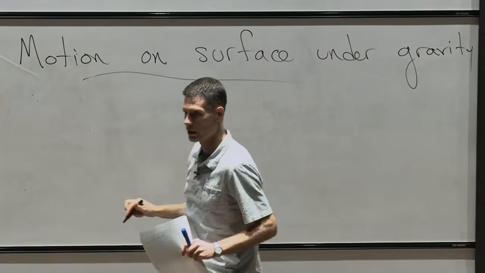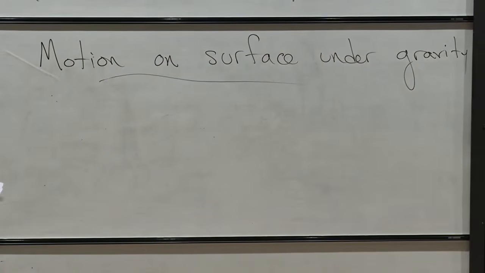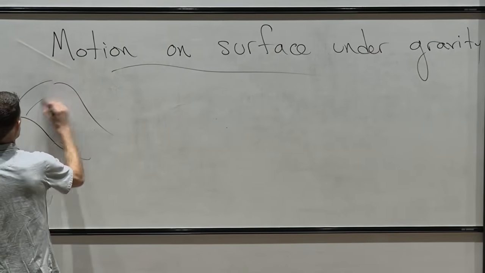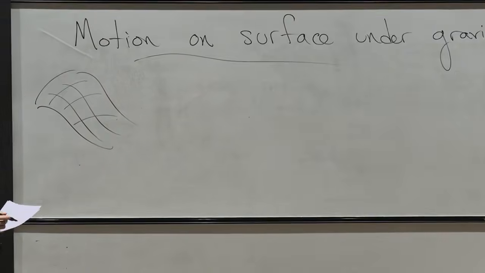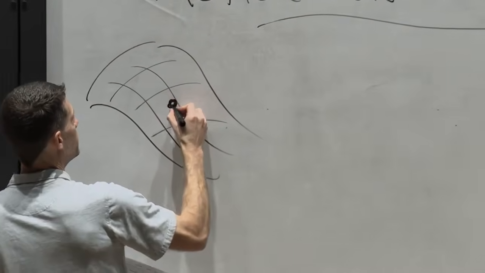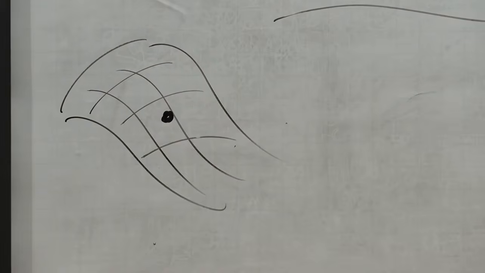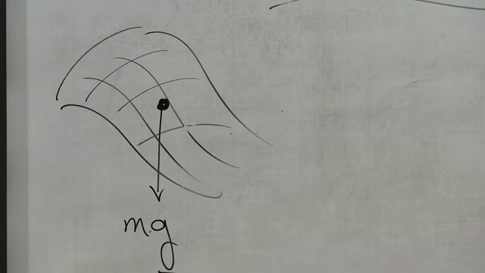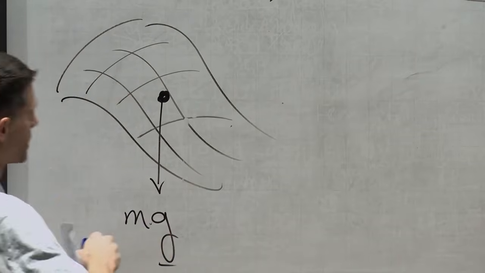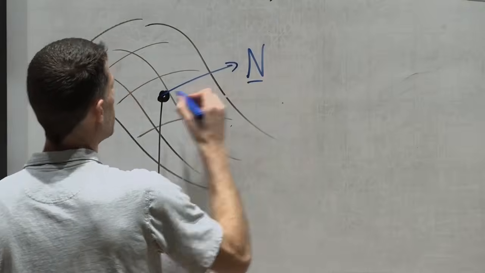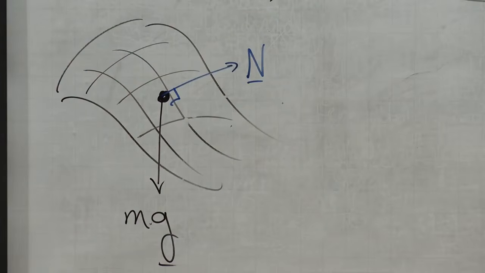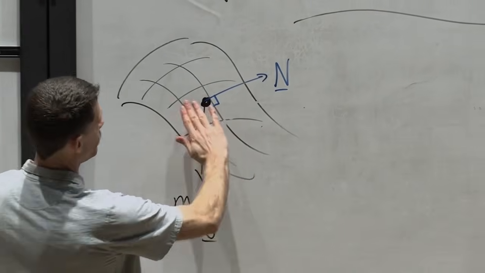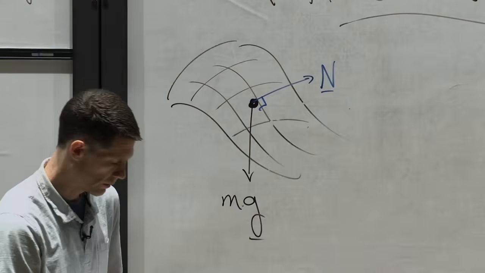I guess we could do this for more generic forces, but gravity is the natural one to think about. So I have some surface, and my mass is constrained to be sitting on that surface. Let's say gravity is pulling it down, call that vector g down. The normal reaction force points that way. And I didn't say it, but I mean a frictionless or smooth surface, so there's no force in the plane of the surface.